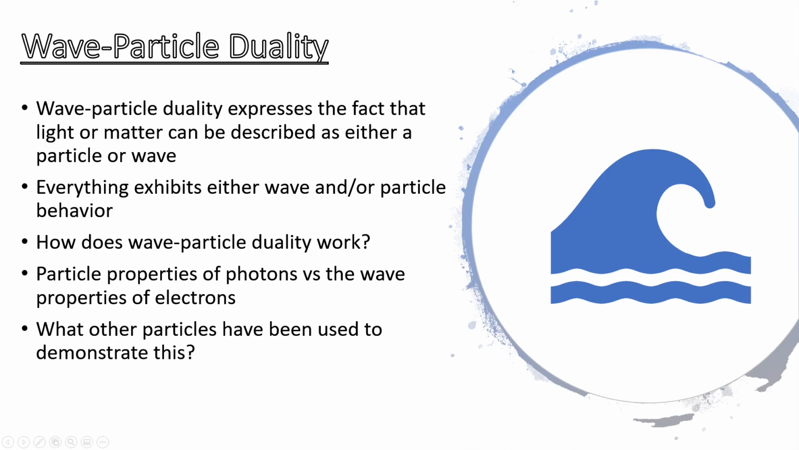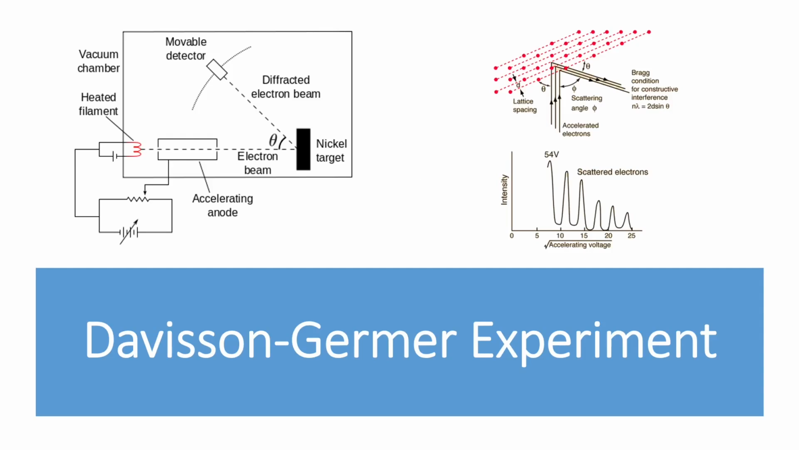Some other particles that have been used to demonstrate wave-particle duality include neutrons and protons. Now moving on to the Davisson-Germer experiment. This experiment demonstrates wave properties of electrons. It confirmed the de Broglie hypothesis, which proposed that all matter exhibits wave-like properties.